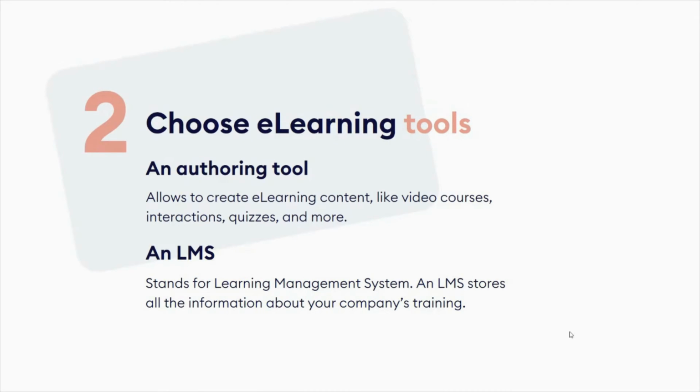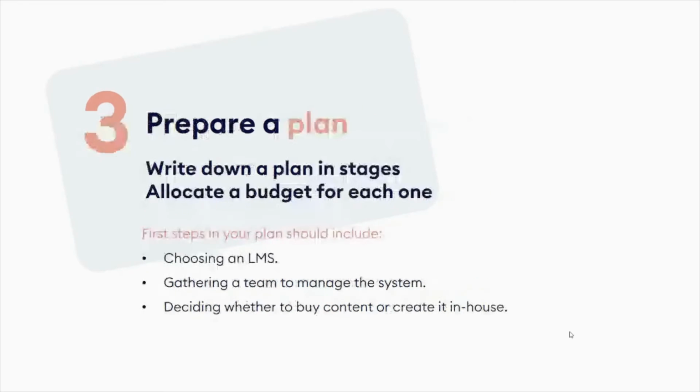What do we do after that? After that, we prepare a plan. Now, write down the plan stages and allocate a budget for each one. So, the first steps in your plan would be choosing an LMS, creating a dedicated team to manage the system. For example, you might need administrator and or business trainers, and then you have to decide whether you will buy the learning content or develop it yourself.